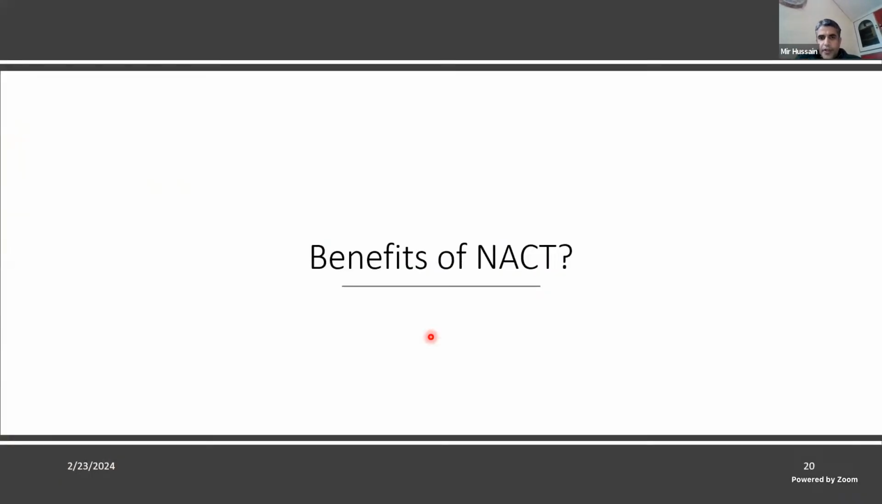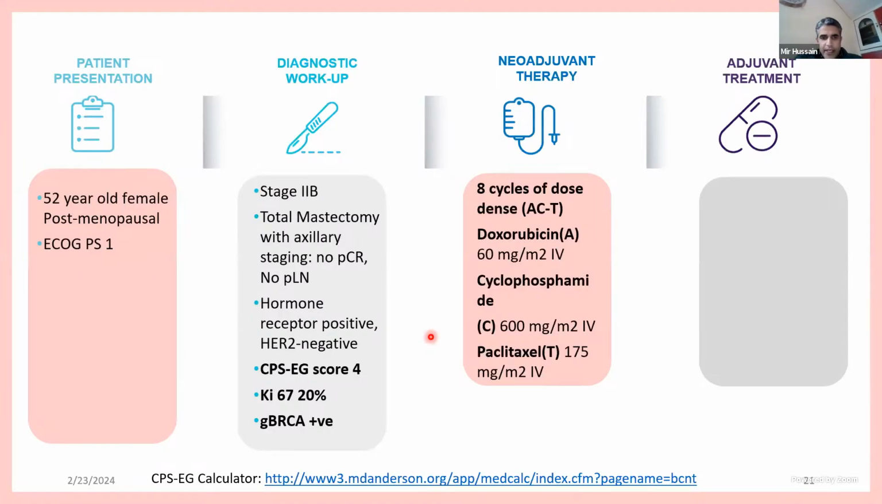So the benefits of neoadjuvant chemotherapy, we are well aware, are that it helps us in downgrading the disease, especially giving us an idea about the biology of the disease, and then the feasibility of doing BCS in a set of patients. So this patient was given neoadjuvant chemotherapy with 4 AC, 4 paclitaxel, which is the standard protocol, and there was some downgrading from 3A to 2B, but there was no pCR, but there were no nodes.